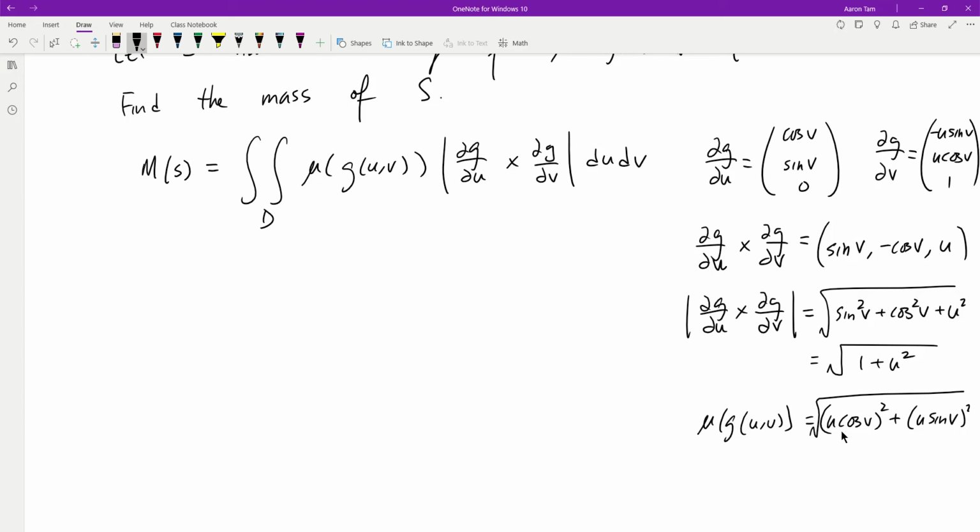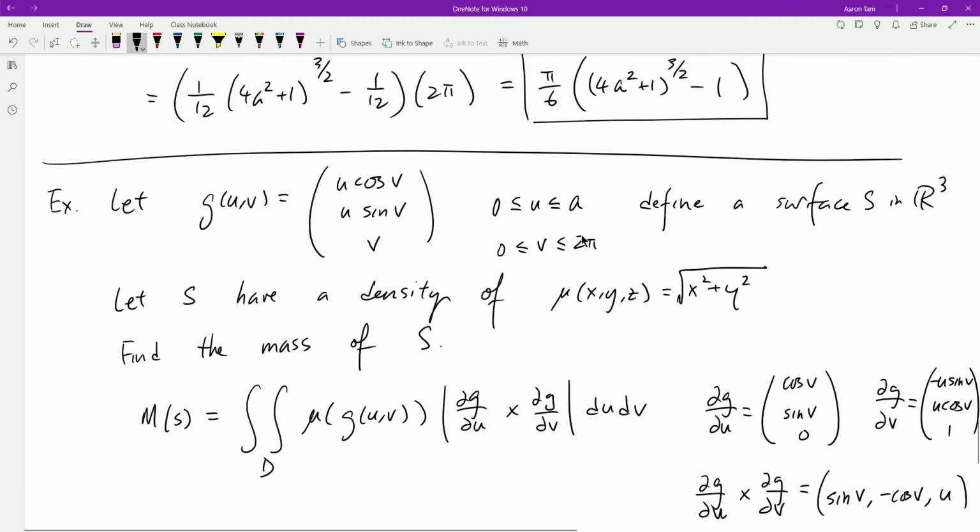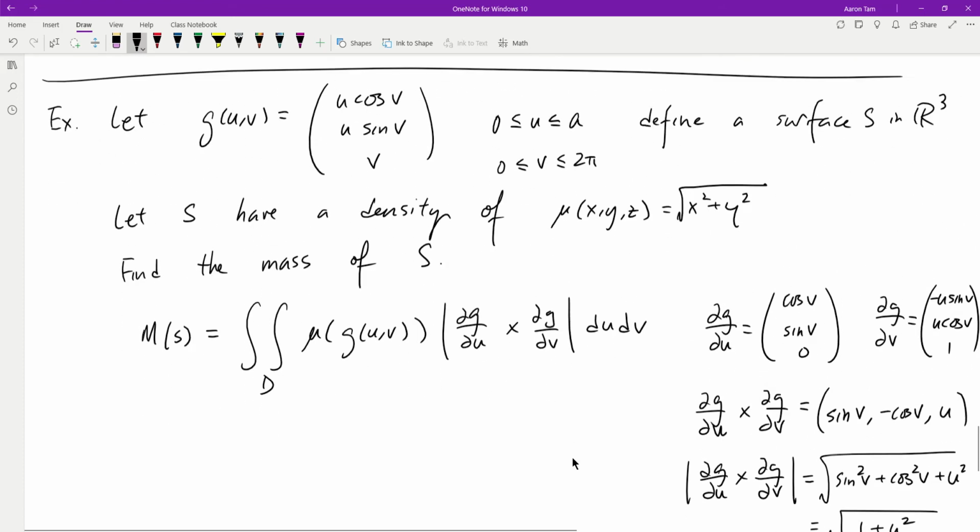So notice once again, that becomes u squared cosine v squared plus u squared sine v squared. So that just becomes u squared. And under the square root, we just make it become u. Okay, fair enough. It should be plus or minus u, but remember it's a density, so we only allow positive values. So I would say this just equals u, and our u is definitely a positive value because it goes from 0 to a. So I think we're all good.